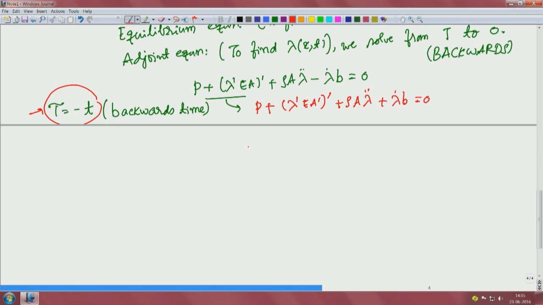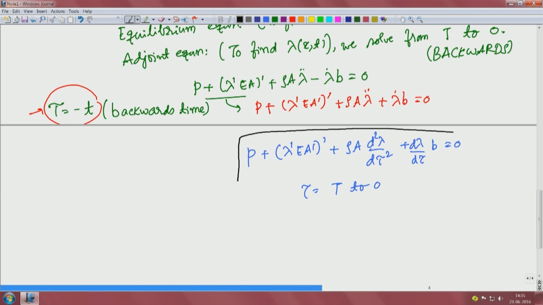So, over here what we have is p plus lambda prime E a prime prime plus rho a d square lambda by d tau square, and this one will be d lambda by d tau times b equal to 0. Tau goes from final time to 0. Now, if you look at this equation, this has exactly the same form as the governing equation.